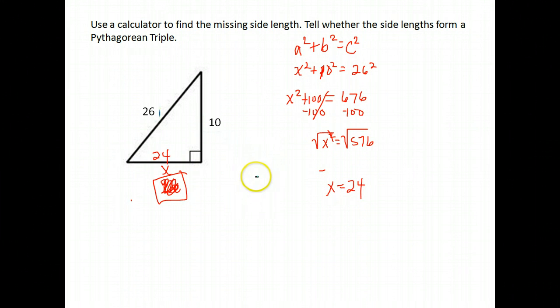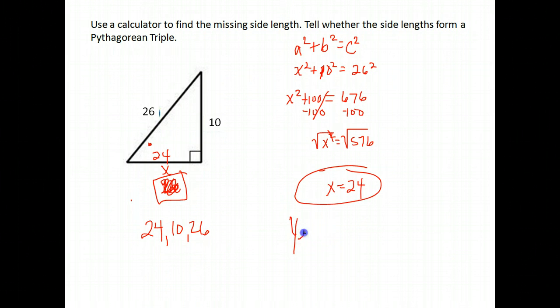The next question is, would these three side lengths form a Pythagorean triple? Would 24, 10, and 26? Yes, they're sides of a right triangle and they are all whole numbers. So yes, they would be a Pythagorean triple.